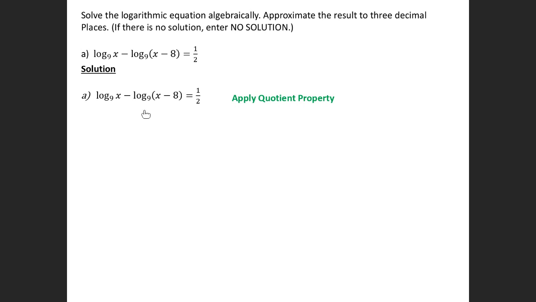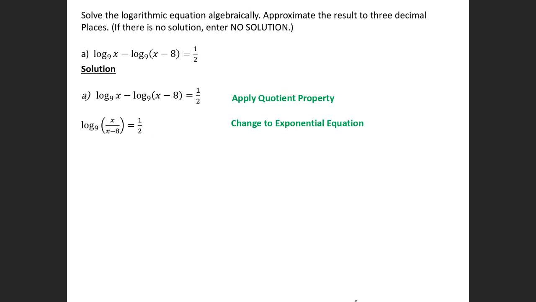So since these two have the same base, I can apply my quotient property. Quotient property says that I can divide these two into a single log. So I have the log base 9 of x divided by x minus 8 is equal to 1/2.